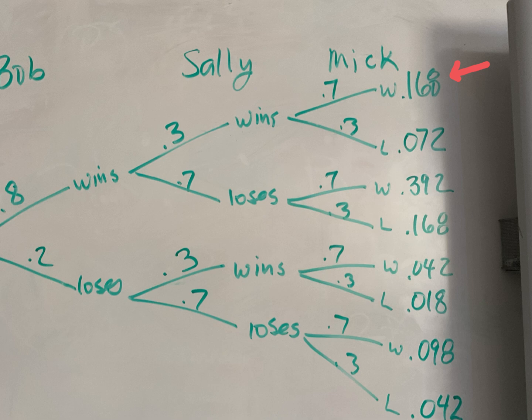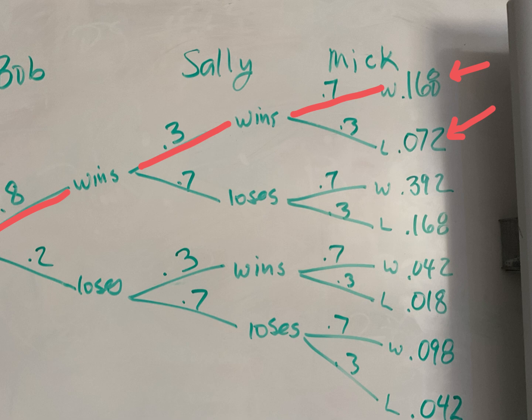Look back on this branch. There, there, there. Did Bob and Sally both win? Yes, because it was on that branch. And how about on this one? Did Bob and Sally both win? Yes. So what do you do to them if you get multiple answers that are right?